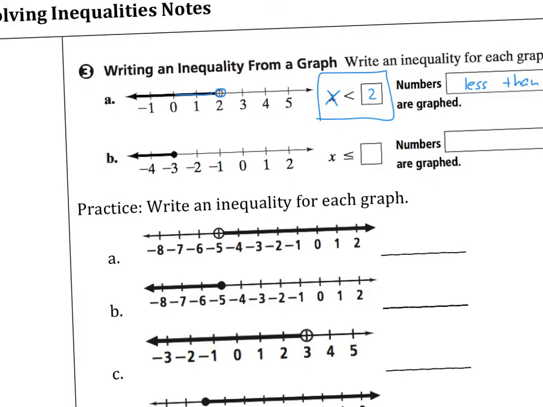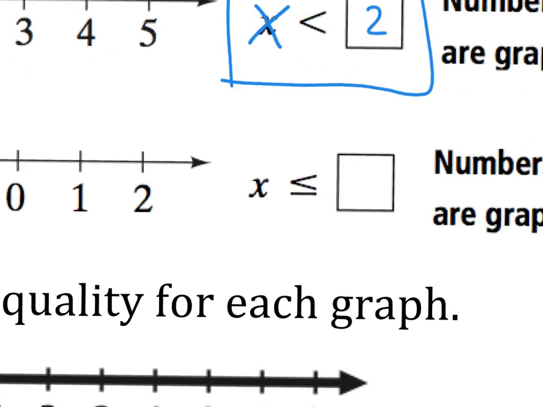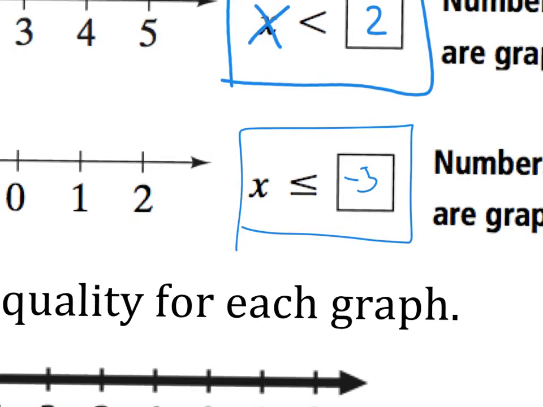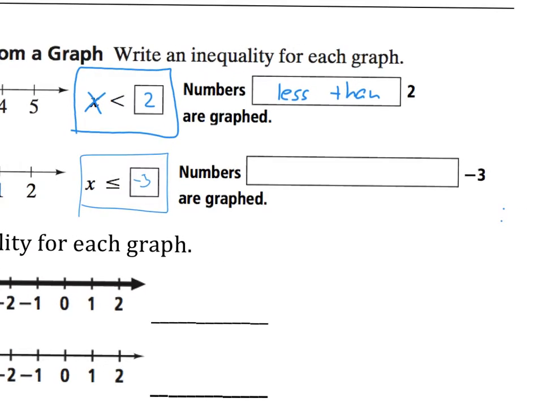We have a closed point right there. Also going in the less than direction. So closed point means I have the equal to. Less than symbol there, and I'm going to use the number negative 3. So there's my answer for the graph. x is less than or equal to negative 3. That's my inequality. So the numbers less than or equal to negative 3.